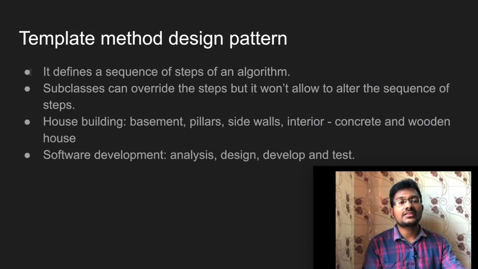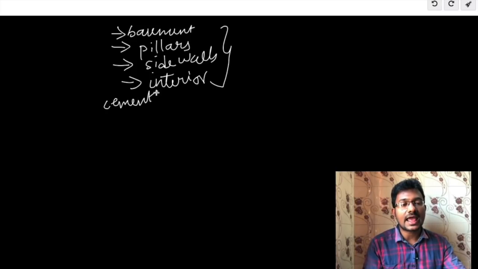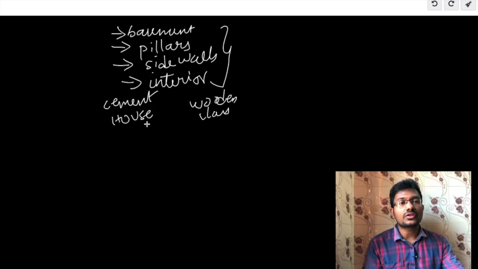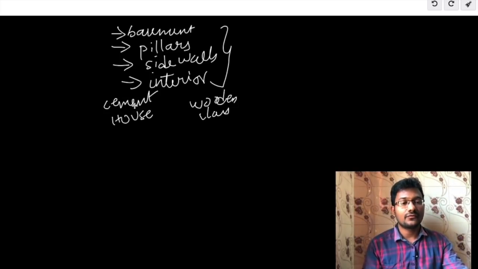So let us check the second point. Subclasses can override the steps, but it won't allow to alter the sequence of steps. For example, suppose there are two subclasses, cement house is one subclass, and wooden house is another subclass. If you need to build a cement house as well as a wooden house, you need to follow the same sequence.